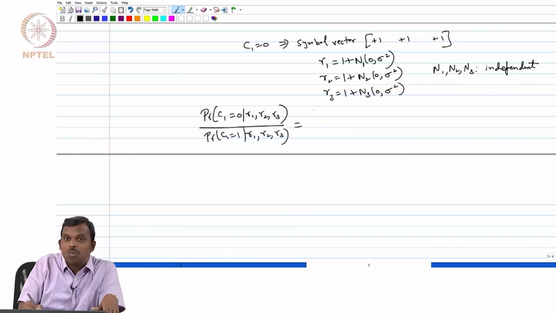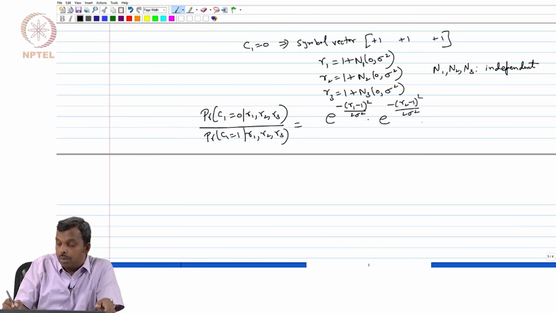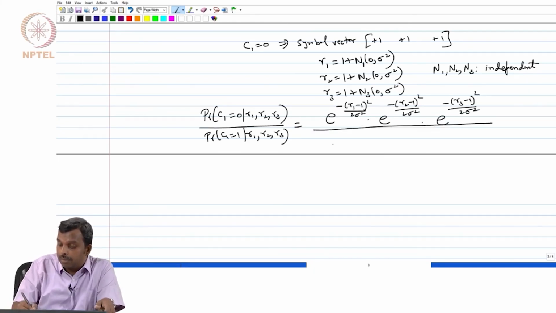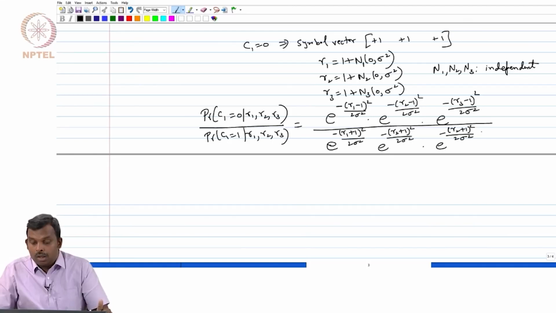is going to be, there will be some 1 by root 2 pi sigma which will cancel on both sides. So, I am not going to write down that part, I will simply write down what happens in the e power term, okay: e power minus (R1 minus 1) whole squared by 2 sigma squared, e power minus (R2 minus 1) whole squared by 2 sigma squared, e power minus (R3 minus 1) whole squared by 2 sigma squared, divided by e power minus (R1 plus 1) whole squared by 2 sigma squared, e power minus (R2 plus 1) whole squared by 2 sigma squared, e power minus (R3 plus 1) whole squared by 2 sigma squared. Okay. All right. So, that was easy enough.